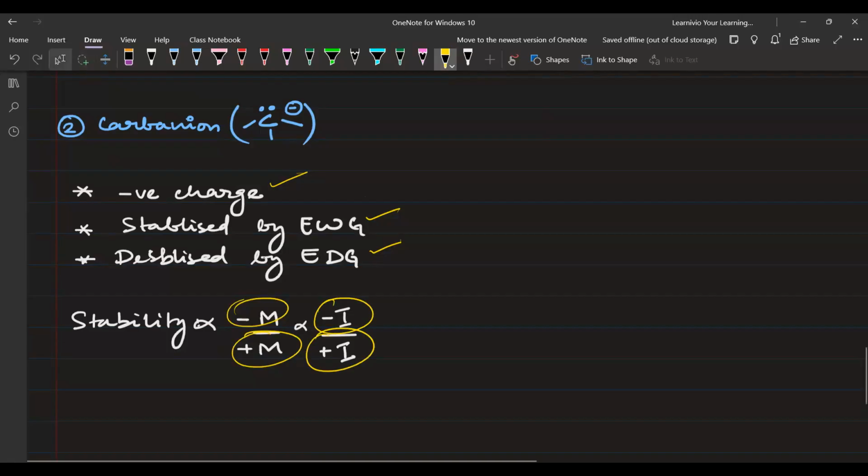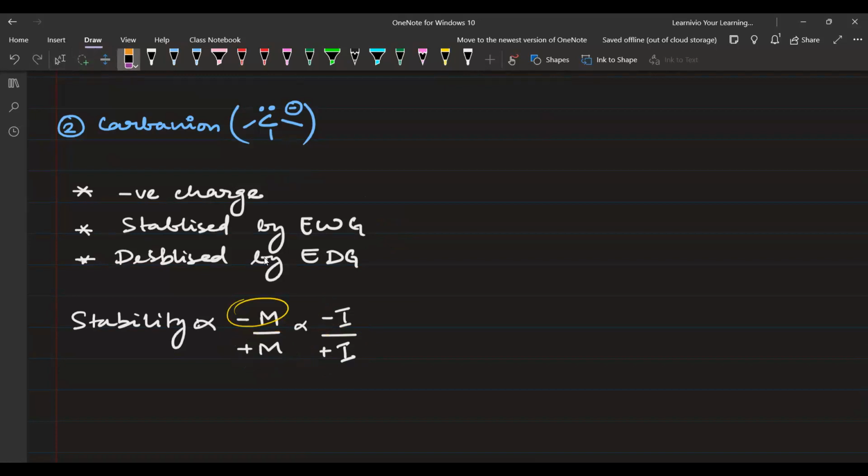Does this make sense? Yes or no? Please tell me. Yes, sir. चलिए, please copy this down. Raise your hand if you're done.